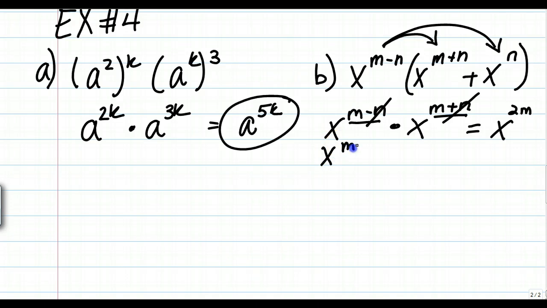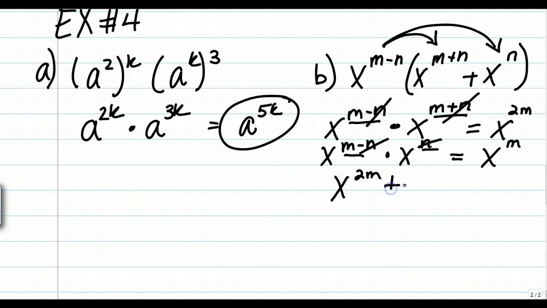I have x to the m minus n times x to the n. Okay, so I'm going to add my exponents. I still have my base number of x. M doesn't have anything to add to it, so I'm just going to leave it alone. But again, my n's go away. So I'm going to have x to the 2m plus x to the m.